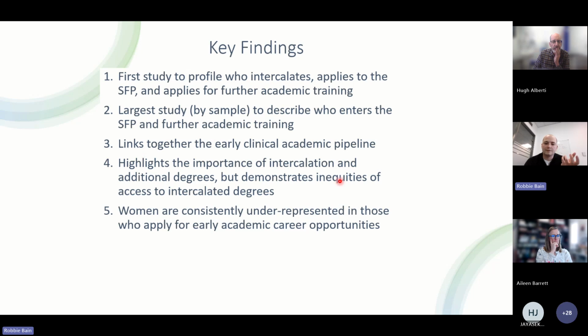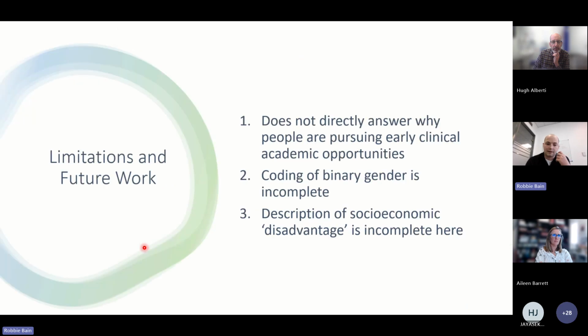It highlights the importance of having those early experiences, like intercalation, because of the impact they have later down the line. But I think it also demonstrates significant inequities and inequalities within our current workforce and current early career academic pipeline. Something I think is concerning is that women are underrepresented at every single stage at the point of application that we've looked at. And again, harking back to what I was saying at the start, this quantitative study doesn't tell us why certain groups of people aren't entering these early career academic opportunities.